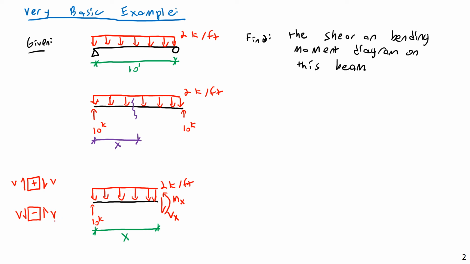Unfortunately, that's not correct. You have to look at not just what direction the arrow is pointing, but where it is on that element. A downward arrow on the right-hand side of the element is positive shear, and an upward arrow on the left-hand side of the element is also positive shear.